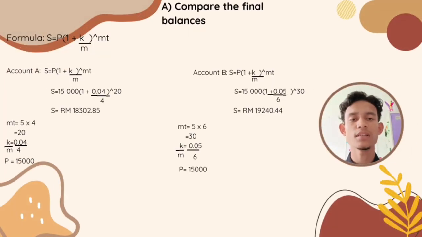For requirement A, compare the final balances. I use the formula S equals P open bracket 1 plus i over m close bracket to the power of mt. The mt stands for number of years, and i over m stands for annual nominal rate over frequency of conversion.